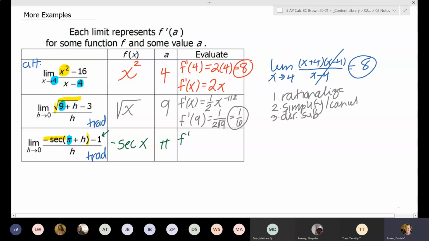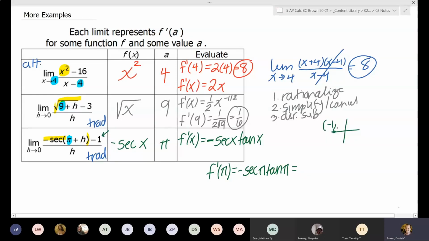The derivative of negative secant, so negative is a coefficient, the derivative of secant is the product of secant and tangent. So if I want to find the derivative at pi, I can plug it in. If you need the reminder of the unit circle, pi is over here. So I have the negative, the secant of pi is -1, the tangent of pi, sine over cosine, is 0. So we also have a derivative of 0. That third one is really the only one where knowing that that's a derivative would help you out, because there really isn't a short way to do that one algebraically.